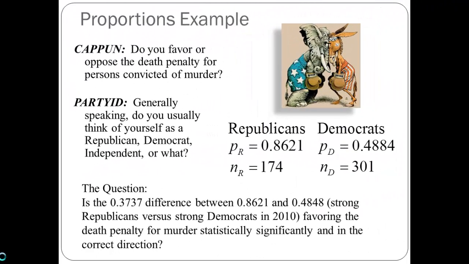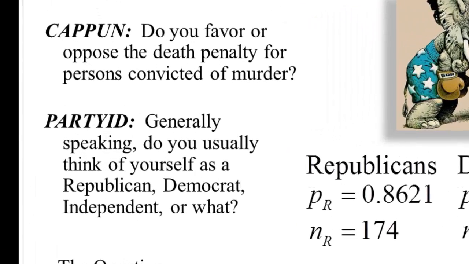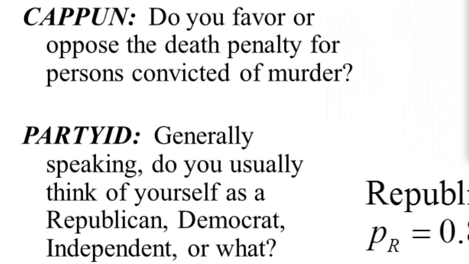Let's look at a concrete example and show you how to calculate the difference of two proportions. That should make this clearer. In the General Social Survey, we have two variables that we're interested in. The first one is, do you favor or oppose the death penalty for persons convicted of murder? People can either favor or oppose the death penalty. We also have a variable that measures party ID. People are asked whether they think of themselves as Republicans, Democrats, Independents, or something else.